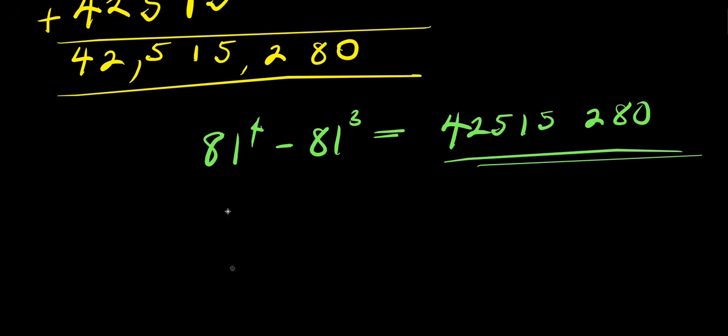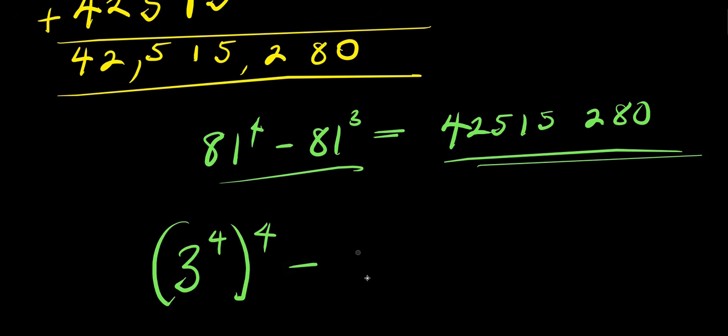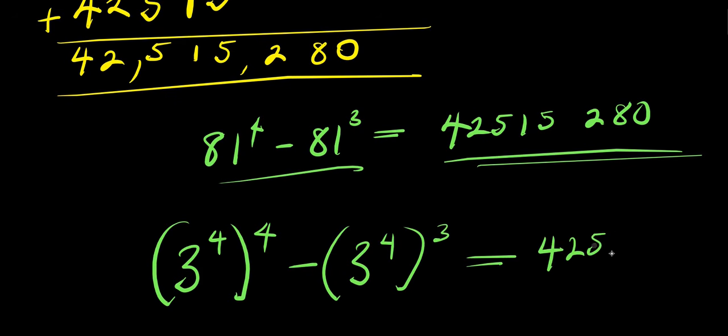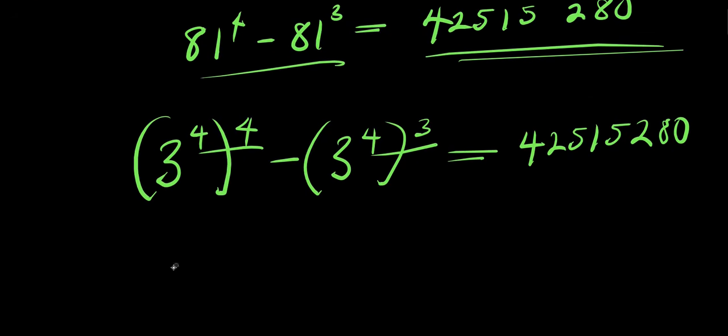This also is the same as having 81 is 3 power 4 raised to the power of 4 minus 3 power 4 raised to the power of 3, which is the same thing as this, 42,515,280. If you multiply this and multiply this, you end up having 3 power 16 minus 3 power 12.